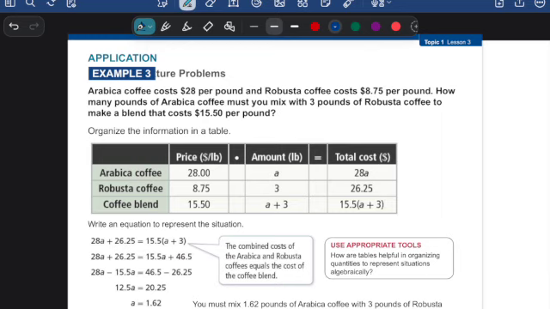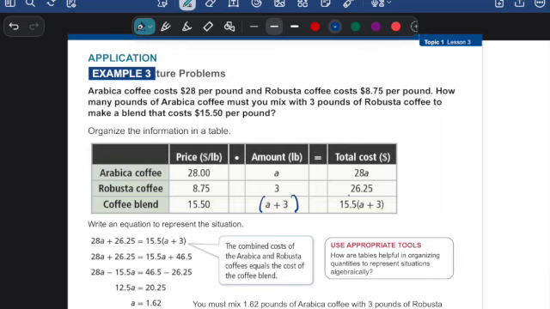Our price per pound, okay, and the coffee blend is going to be $15.50 per pound. And then we're obviously multiplying the rate times the amount. We're going to use A as our variable for the amount of Arabica coffee. We know we want 3 pounds of Robusta. The total amount of the blend would be Arabica plus Robusta, or A plus 3. We don't know how much A is, but we know we're adding 3 to it to get the total amount for the blend.